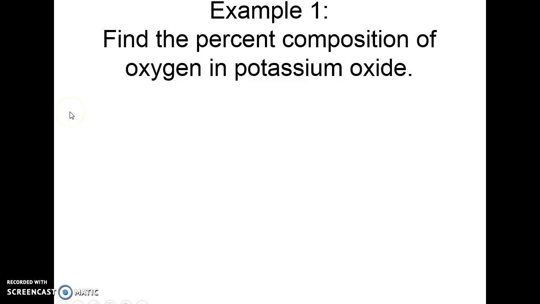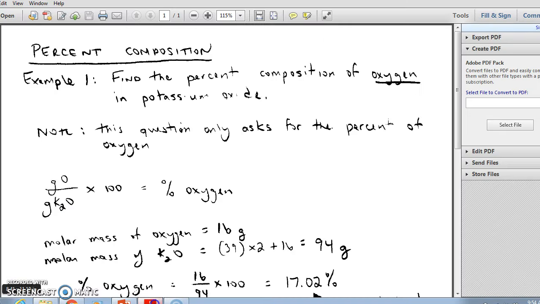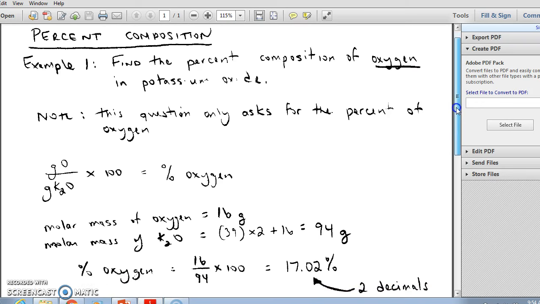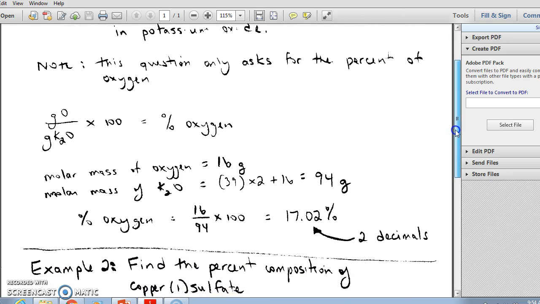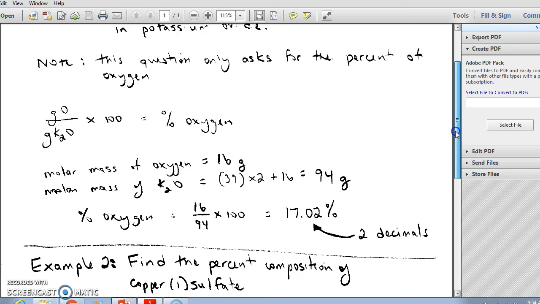So here's an example. Let me bring up my work. Find the percent composition of oxygen in potassium oxide. So this question only asks for the percent of oxygen. So we're going to look for the mass of oxygen, divide it by the mass of the whole compound, and multiply that by 100. So the molar mass of oxygen is 16 grams per mole.